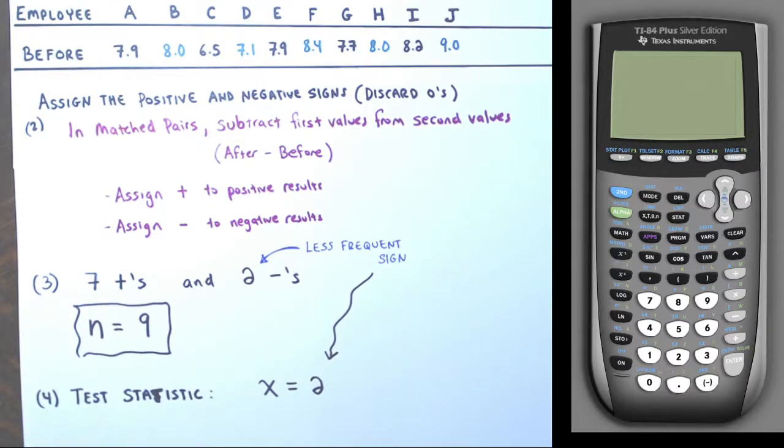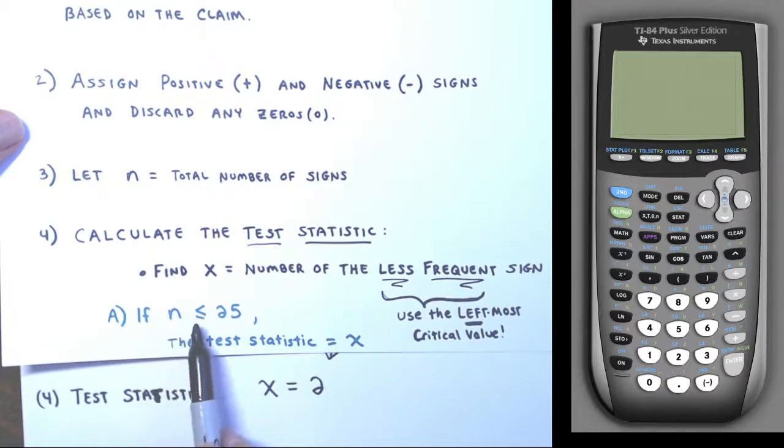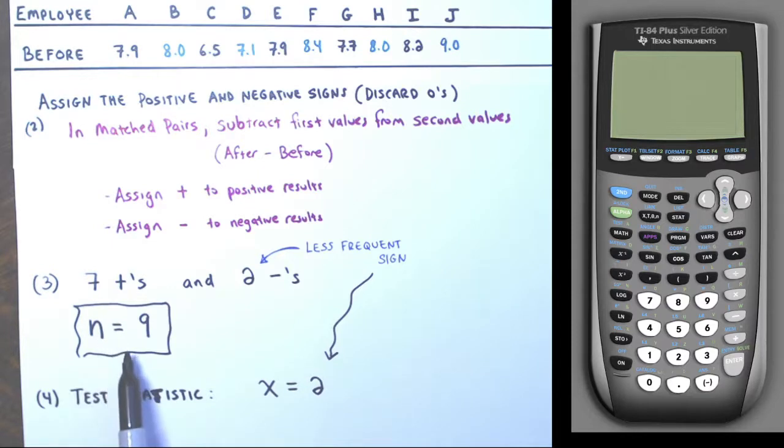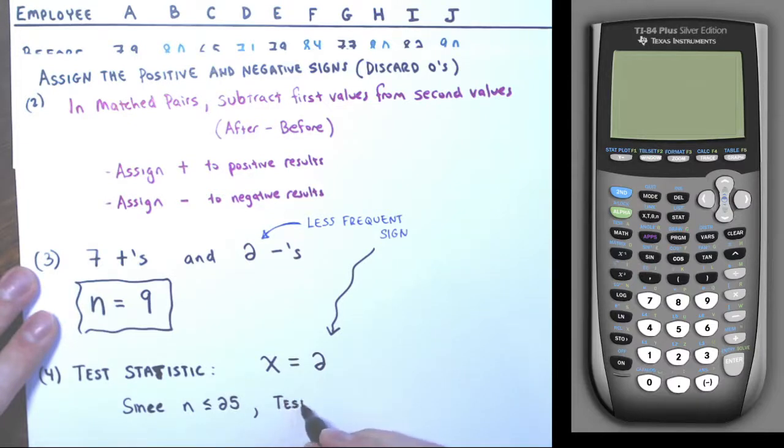Then we had to worry about the size of n. N is less than or equal to 25, right? Since n is less than or equal to 25, the number of signs here is small enough. The test statistic is simply going to be this x equals 2. And not some z-score.